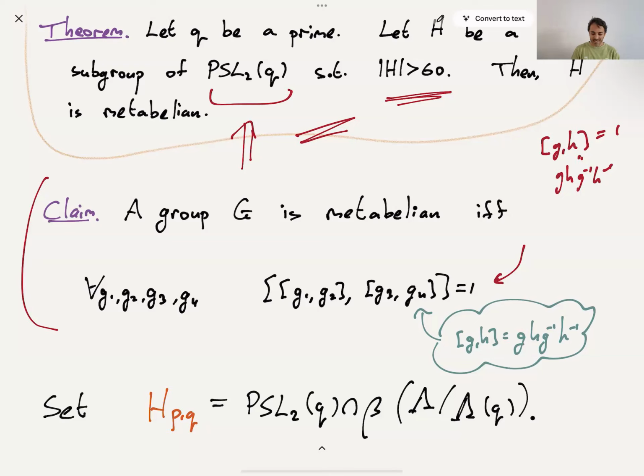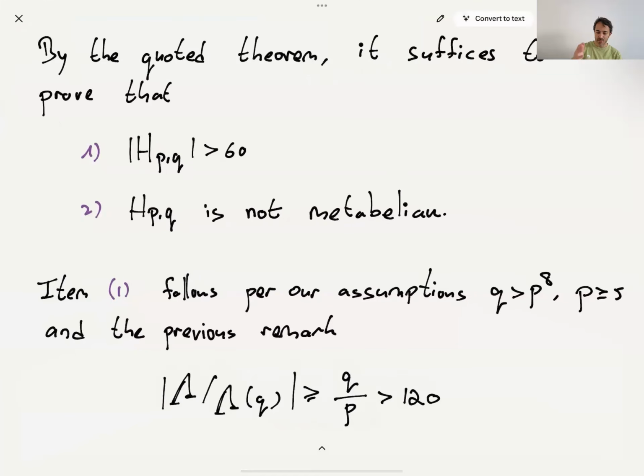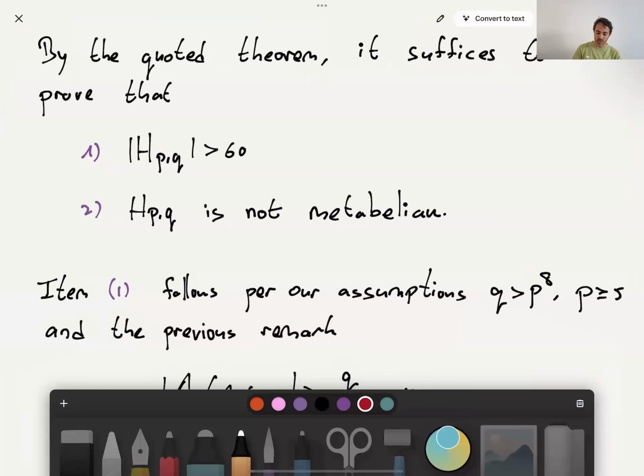Sorry, every large subgroup of PSL2Q which is proper is meta-abelian. Good, yeah. So let's set HPQ to be this intersection of two groups, PSL2Q and the image of this group under beta. Okay, so by this theorem that I just quoted, we need to show two things.